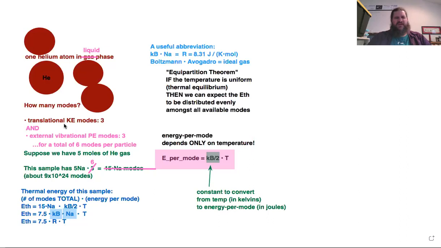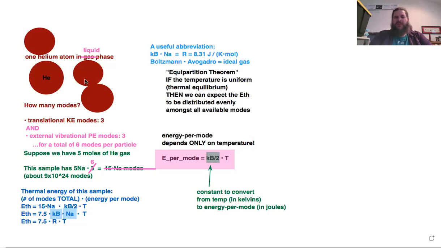I guess what I would say there is, regardless of what you call the kinetic energy, whether you call it translational or vibrational, this monoatomic liquid has 3 modes of kinetic energy, whatever type you want to call it, and 3 modes of potential energy. So a total of 6 modes per particle. And note that half of those are kinetic energy and half of them are potential energy.